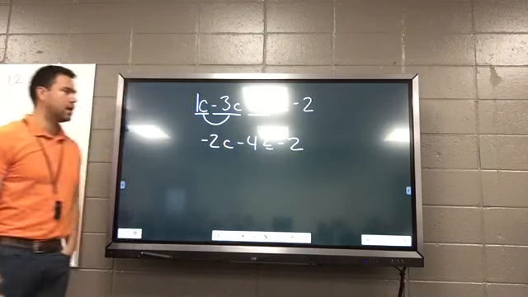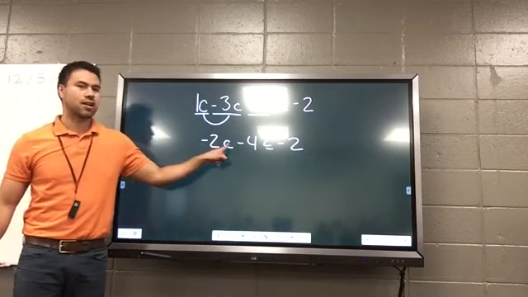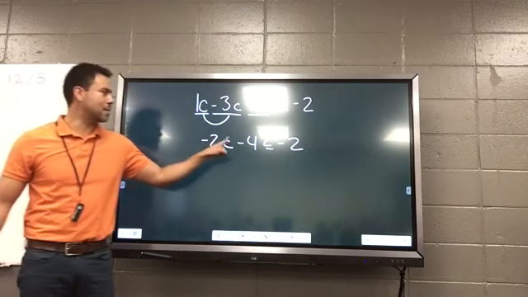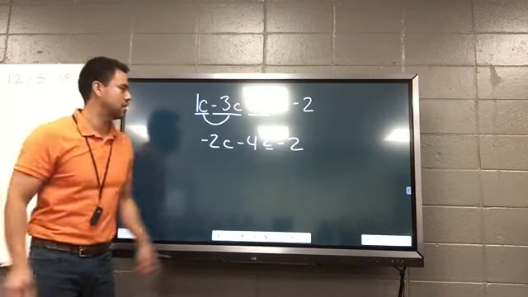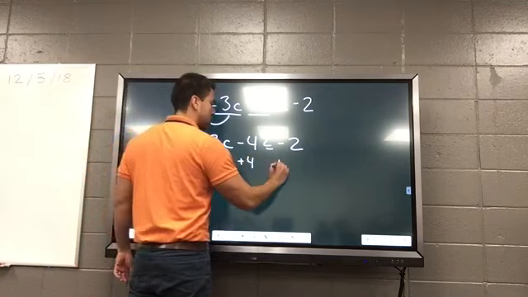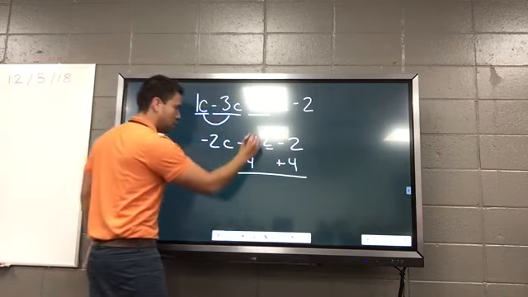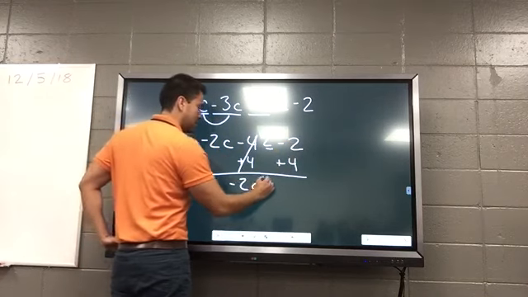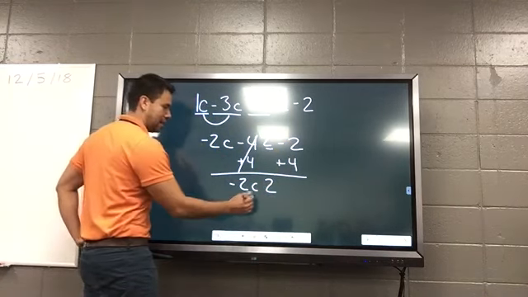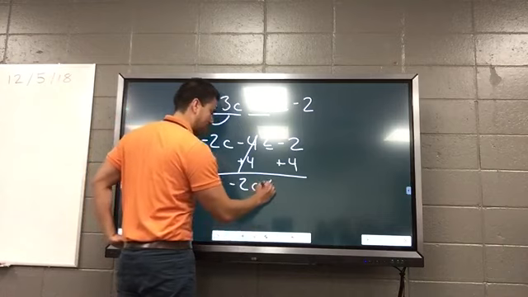Okay, great. What's happening to c first? First it's being multiplied. Then it's being subtracted. What do I do first then to undo this? Add 4 to both sides. And be very careful with your signs because that does throw you off. What's negative 2 plus 4? Yes, 2.